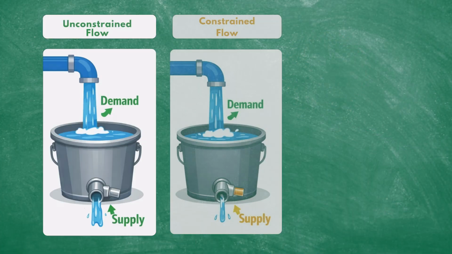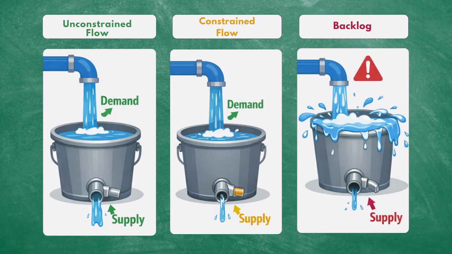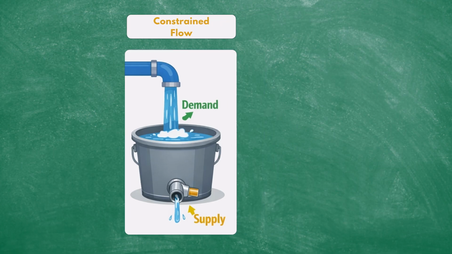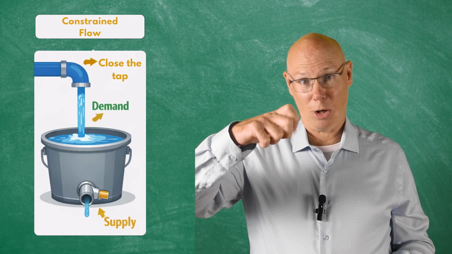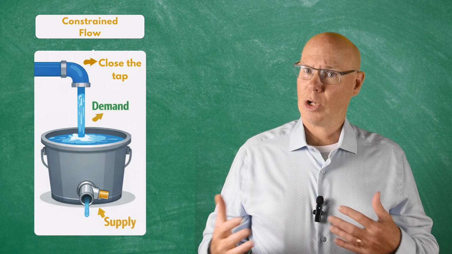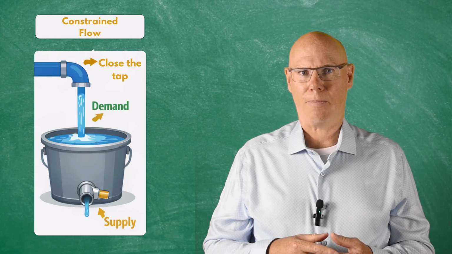Now, imagine the spigot at the bottom of the bucket is smaller than the tap at the top. It doesn't allow as much water through. The water will keep pouring into the bucket at the same rate, but it can't flow through. What happens? Well, eventually the bucket will overflow. So what do we do about that? Well, if we think in terms of our constraint, which is the size of the spigot, the natural thing to do is partially close the tap. Control the inflow to match the outflow.